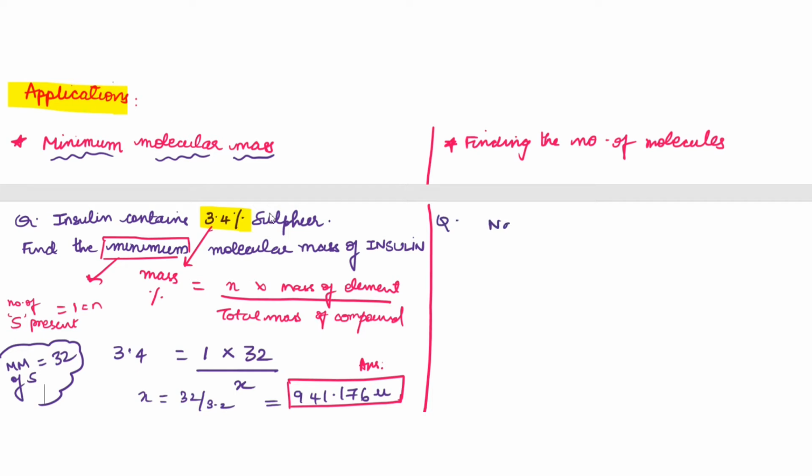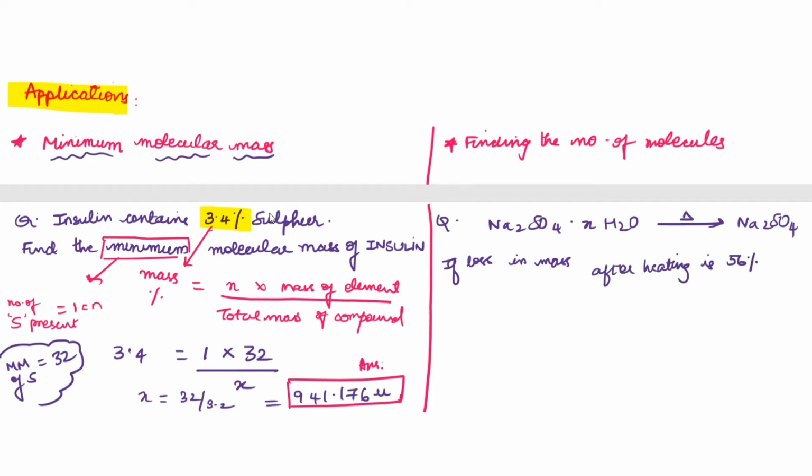Here I'll just give you a question. The question goes like: Na2SO4·XH2O on heating gives Na2SO4. If the loss in mass after heating is 56%, find the number of water molecules. This is just a question. I will tell you the method of solving. You can solve it later.